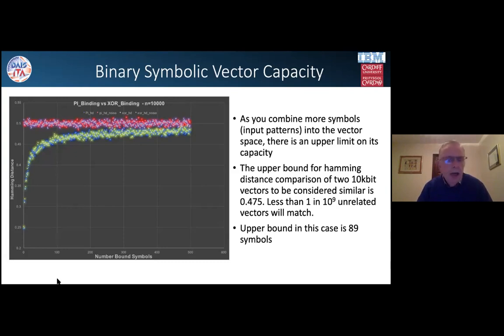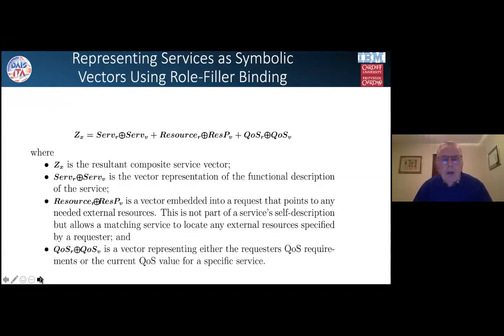How can we actually describe services as symbolic vectors? Now, if you were to look at standard service representations in something like Node-RED, the service representation will be described in a JSON file. It'll have things like inputs and outputs, the type of input, the type of output. It'll have some sort of description of the service itself, what it's doing. It might have some representation of the resources that the service needs. It may have some requirements in terms of quality of service.